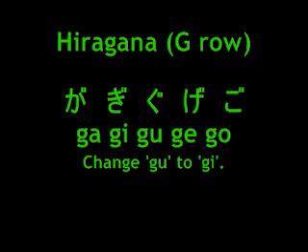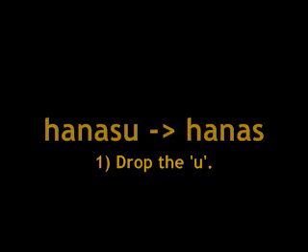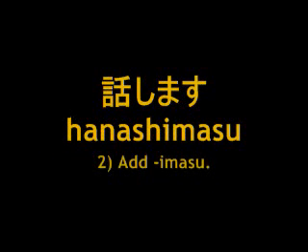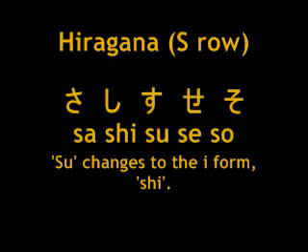Why I've been telling you all this technical stuff will come in handy now with hanasu, to speak or to talk. You're going to drop the U to get hanas, and then instead of just adding imasu, you're going to actually change it a little bit to hanashimasu. That's the correct ending. But why is it shi and not si? Well, if you look at the S row of the hiragana table, it goes sa, shi, su, se, so. Not si. So you're changing the su to the shi, because that happens to be the E form of it. Japanese just does that, I don't know why.